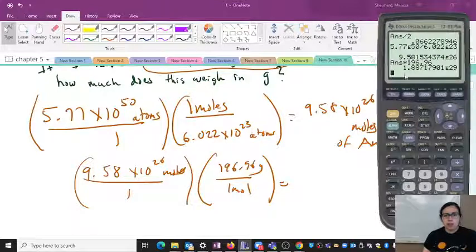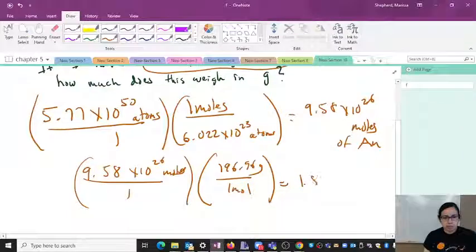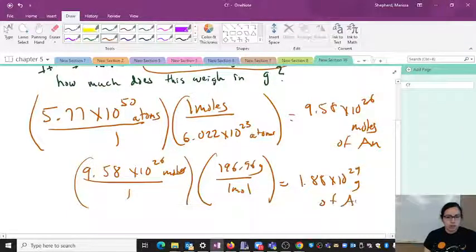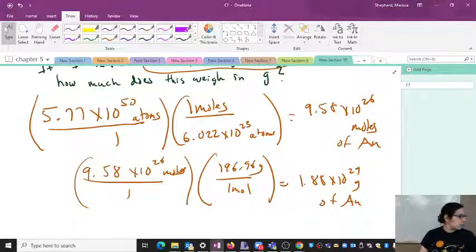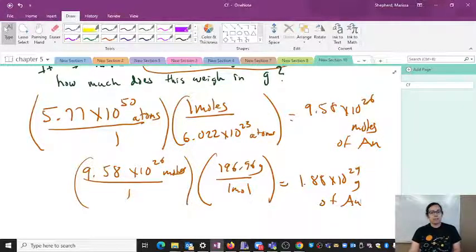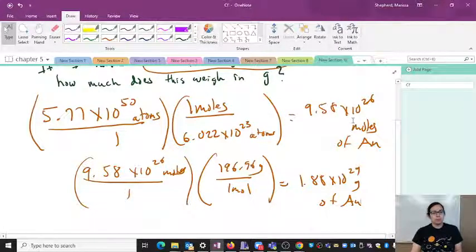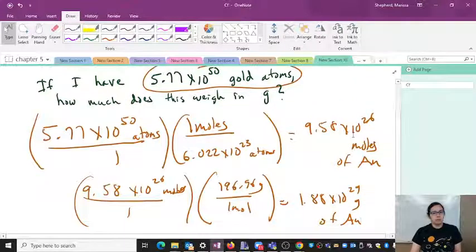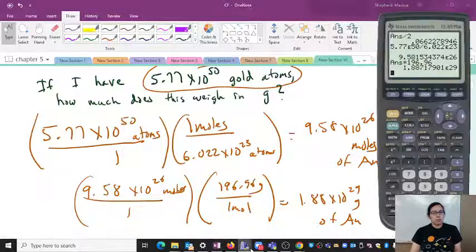So then we should get something like 1.88 times 10 to the 29th grams. Is that what people got here? For the answer to the first equation, are we just dividing 5.77 by 6.02? Yeah. For the exponent, it's just subtraction.